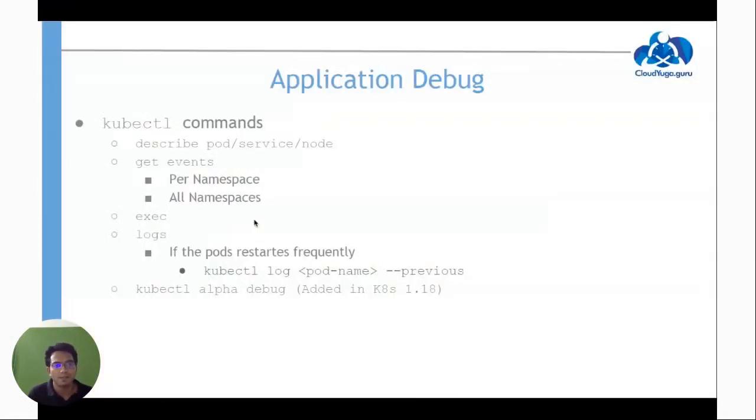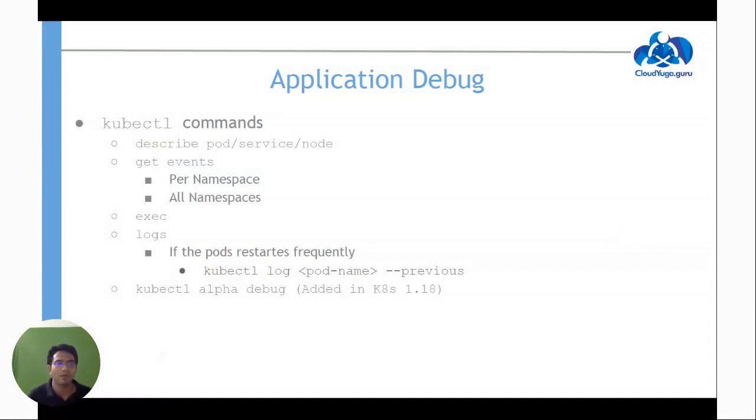That's one. Similarly, in the recent release of Kubernetes 1.18, we got a new feature called debug. With that, we can attach an ephemeral container. Suppose you are running an app which doesn't have a lot of debugging tools. What you want to do is exec into it, but with your own custom commands.